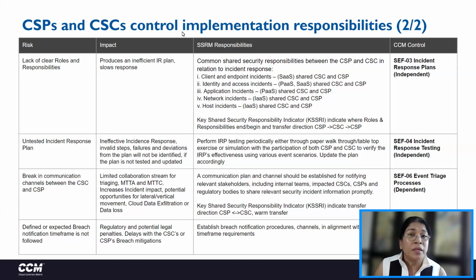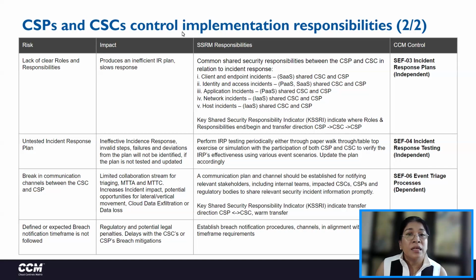The SSRM implementation guidelines define 5 of the most common shared roles and responsibilities between the CSC and the CSP for SaaS, PaaS, and IaaS models with regards to incident response. Use of a key shared security responsibility indicator can indicate where roles and responsibilities begin and end, and the transfer direction, if it's from the CSP to the CSC or the CSC to the CSP. Please refer to the SCF-03 Incident Response Plans Implementation Guidelines for more information.